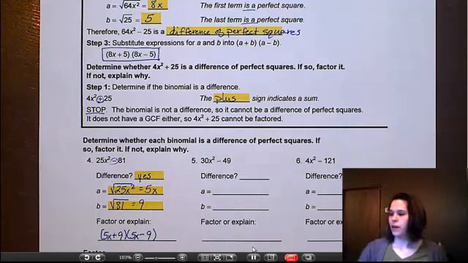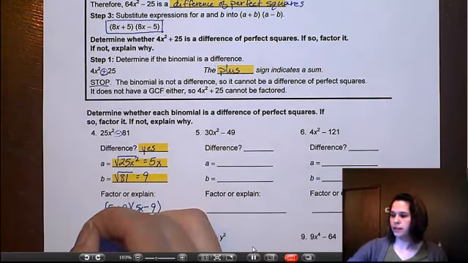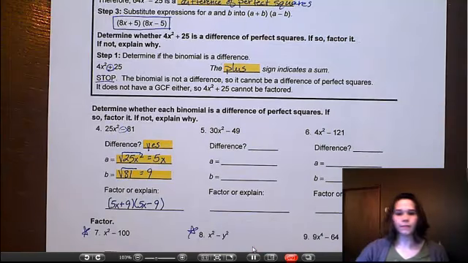Easy enough. Okay? Tomorrow you guys need to get 7 and 8 checked when you come to class.